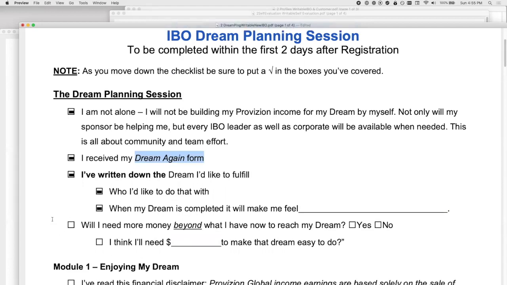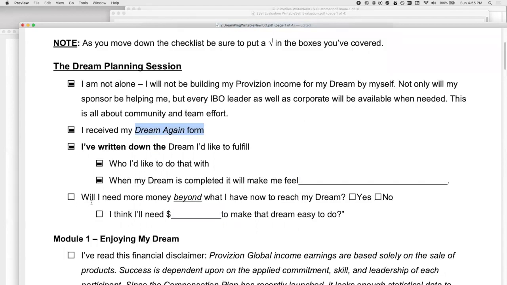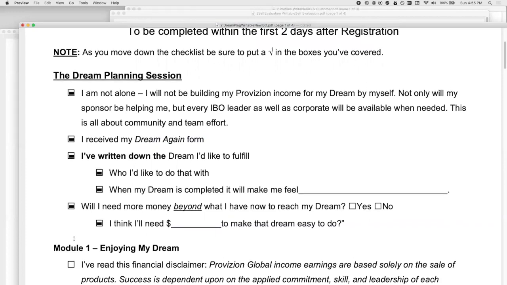And then, will you need more money beyond what you have right now to reach your dream? Yes or no? You can put an X there on either one of those. So this is something you need to think through. Think about how much it will cost. You may need to go and check that out. You may need to do some research to find out what it will actually cost, because you want to put down what you think you will need above what you already have financially to make that dream easy to do. Okay, so take your time with this. If you need to shut the video off again, that's fine. You really want to have an educated ballpark figure here.